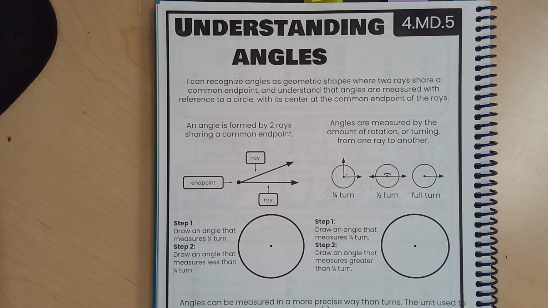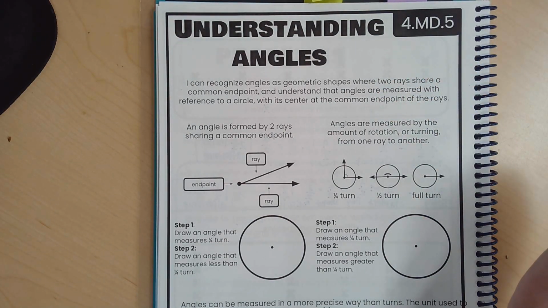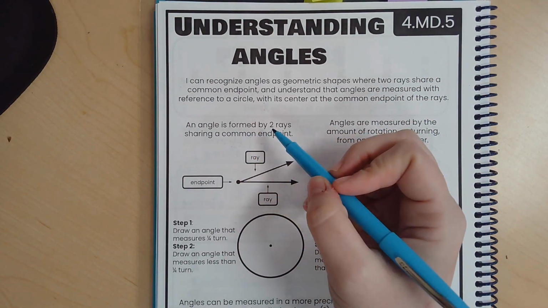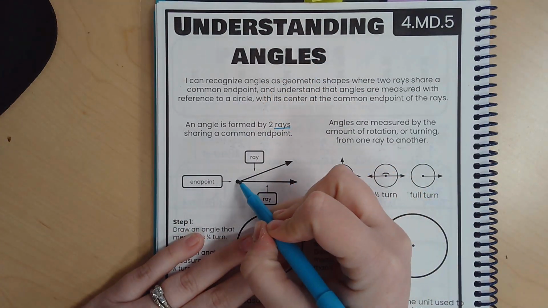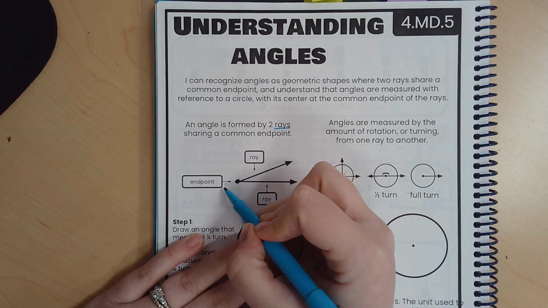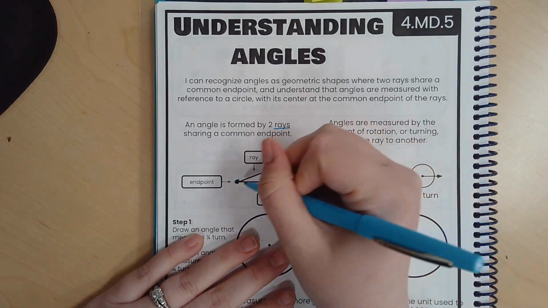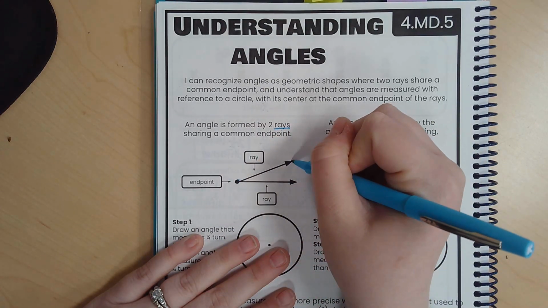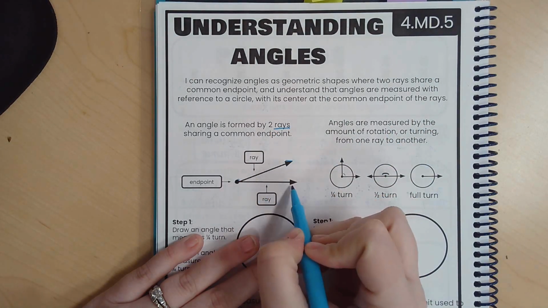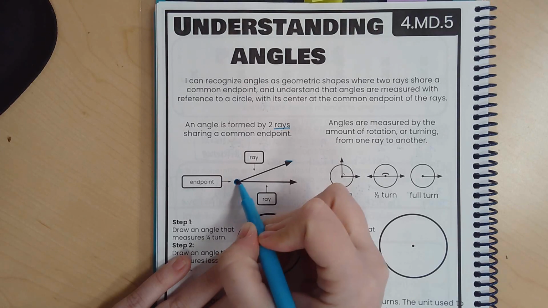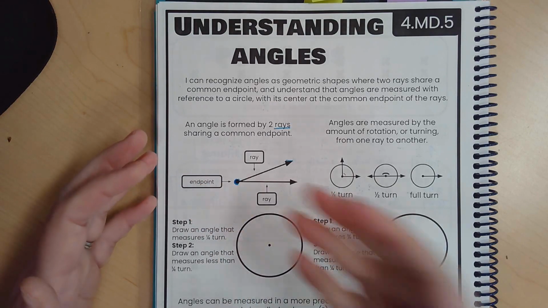Alrighty, so for this lesson, we are working on understanding angles, okay? An angle is formed by two rays. A ray is a line that ends on one side, so this is an endpoint, you can see right here, okay? So this is your endpoint, this is a ray, and on the other end it has an arrow, which means it continues, okay? So an angle is formed by two of those sharing a common endpoint. You can see they're sharing this endpoint. So here's one ray, here's another ray, and they share a common endpoint.